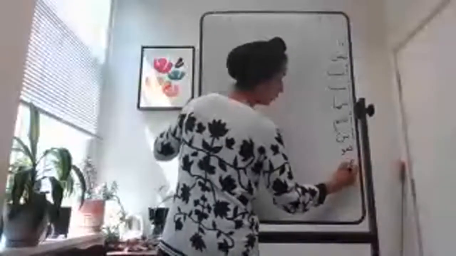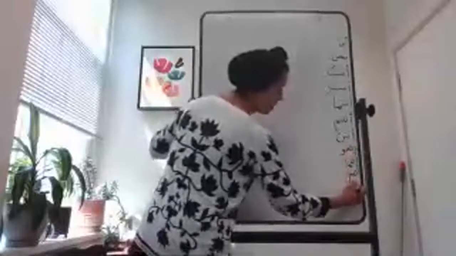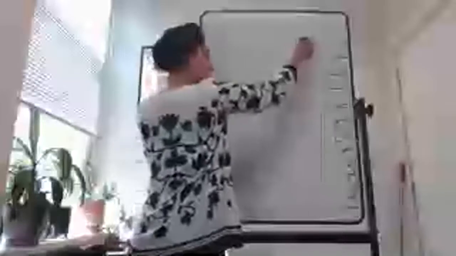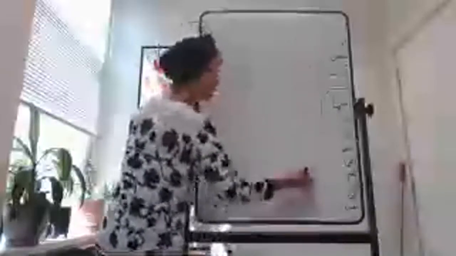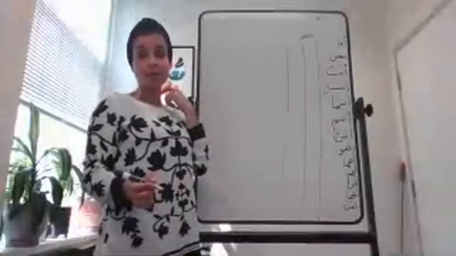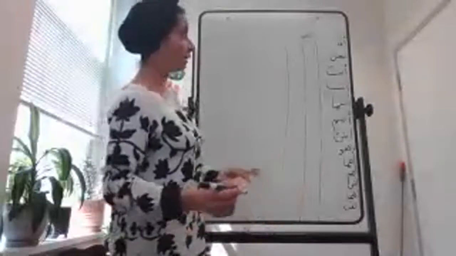Huwa, huma, hum. These are for the masculine. And then hiya, huma, and hunna. And these are for the feminine. Okay. But to form the present tense for any of these subjects, we need a certain prefix or suffix. So here we are going to write the prefix. All present tense verbs have prefixes in Arabic, but not all of them have a suffix. So all the pronouns have a prefix, but not all of them have a suffix.